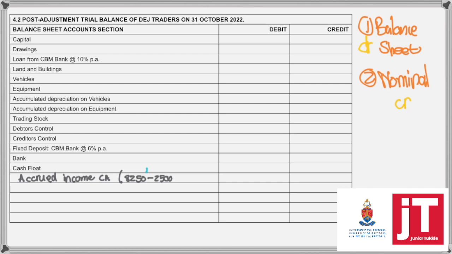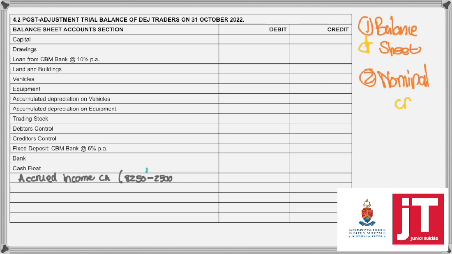Then adjustment number 2 is the exception to the rule because it's a correction of an error between 2 expenses, and the expenses are in the nominal section. So there you will have a debit and a credit in the nominal section because you're working with 2 expenses.